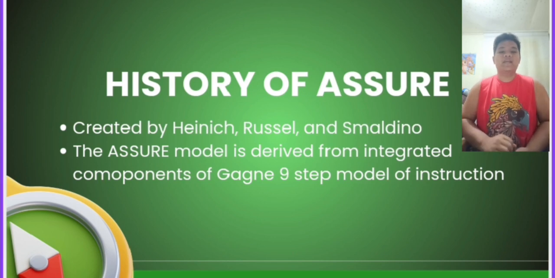So, history, a collaborative effort. Assure was created through the combined efforts of Robert Heinrich, Michael Molenda, James Russell, and Sharon Smaldino. Second is building on Gagne's work. The Assure model is rooted in the principles of Robert Gagne's nine-step instructional design model, drawing inspiration from its emphasis on systematic instructional planning.